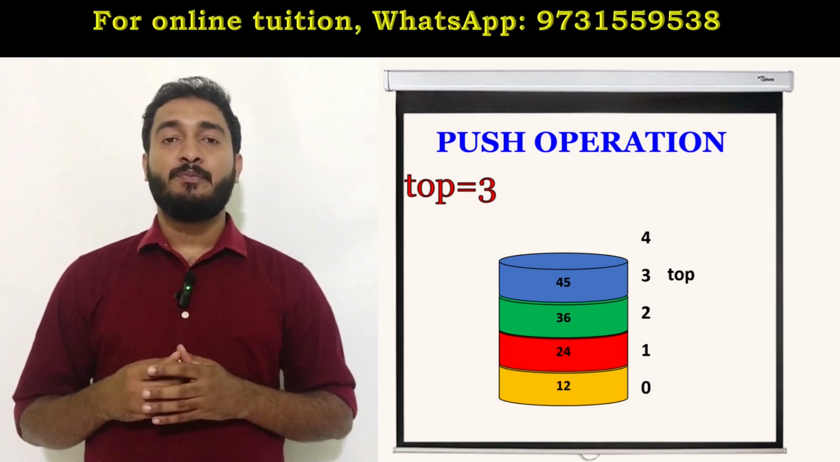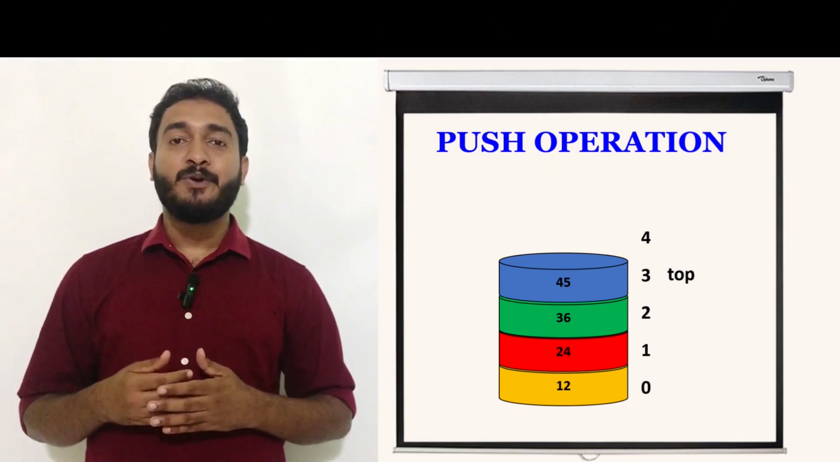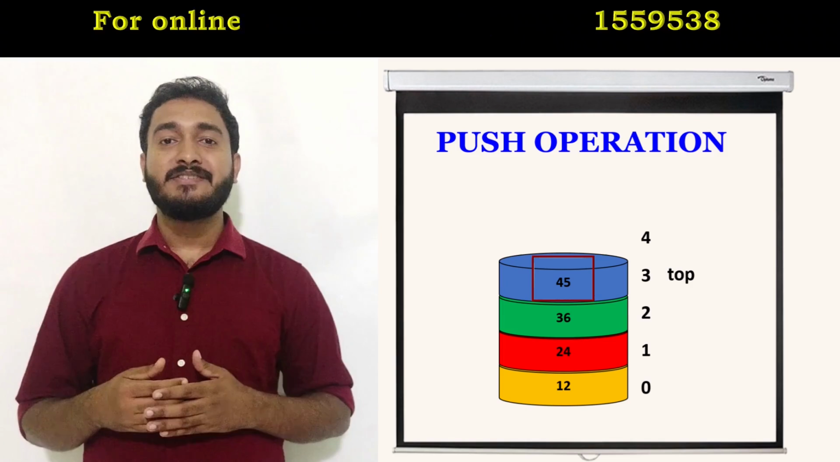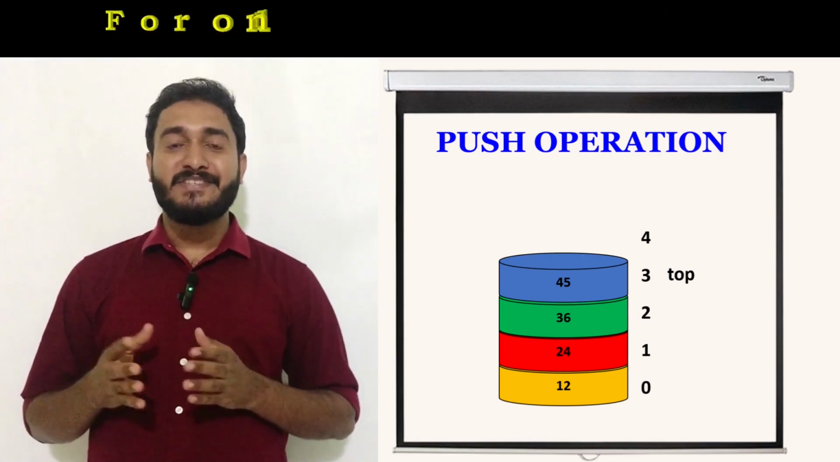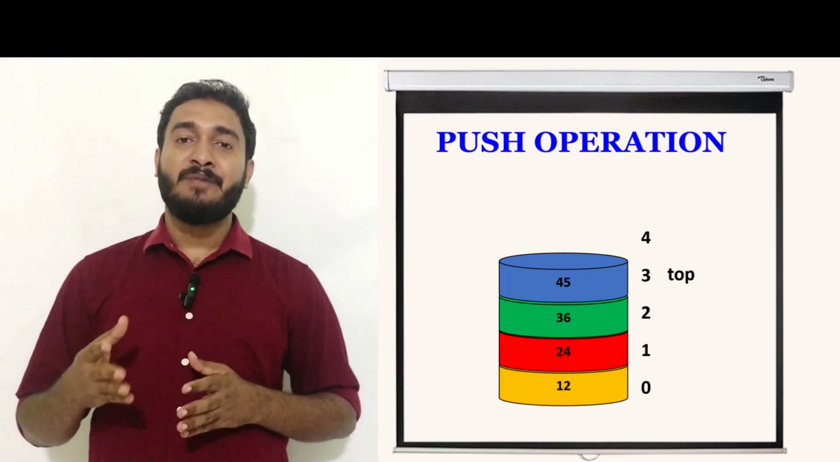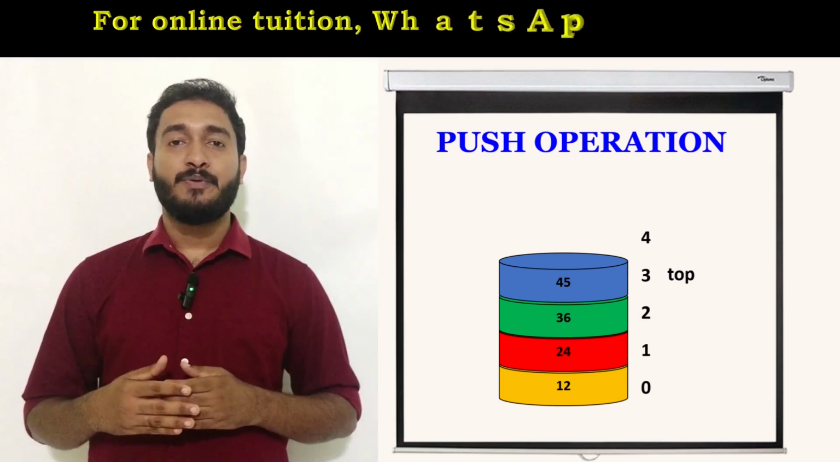So what is the value of top now? The value of top is 3. What is the topmost element? The topmost element is 45. And now I want to add one more element into the stack. Where should I add one more element? The element should always be added at top.